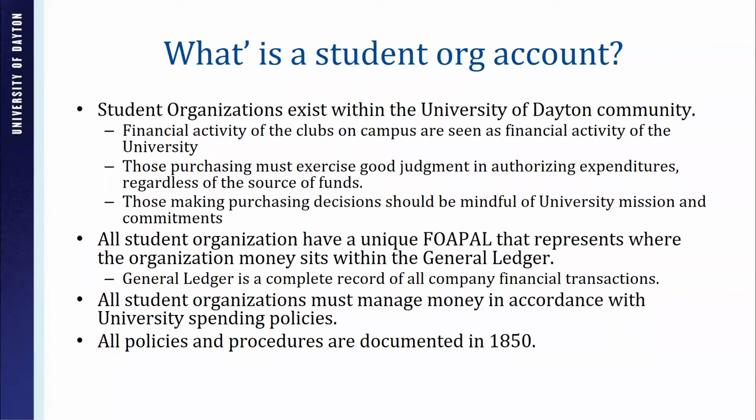And it also gives the treasurer or the officers the ability to exercise good judgment in authorizing expenditures, regardless of the source of funds. Those making the purchasing decisions should be mindful of the university's mission and commitment. All student organizations have a unique FOPAL, which is just an accounting code that tells the university's accounting system which account goes with each student organization, and where it sits on the general ledger. All student organizations must manage money in accordance with the university's spending policy. All policies and procedures are documented on 1850.